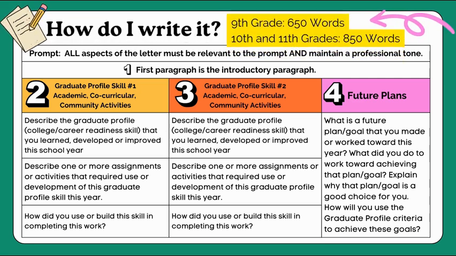So how do you write it? Well, 9th graders, you have to write a letter that's 650 words minimum, and 10th and 11th grades, 850 words minimum. For your prompt, all aspects of the letter must be relevant to the prompt and maintain a professional tone. You have 4 paragraphs in total. Let's review what you're going to write in each of these paragraphs.